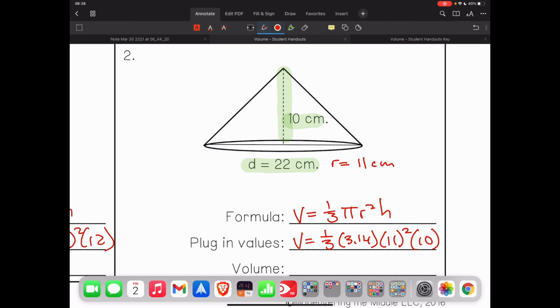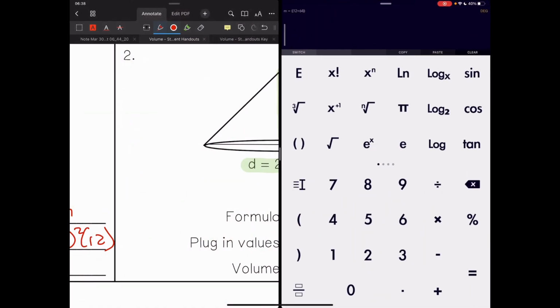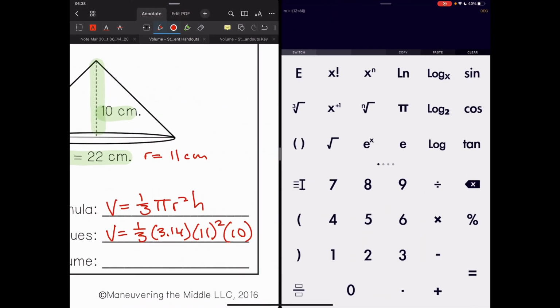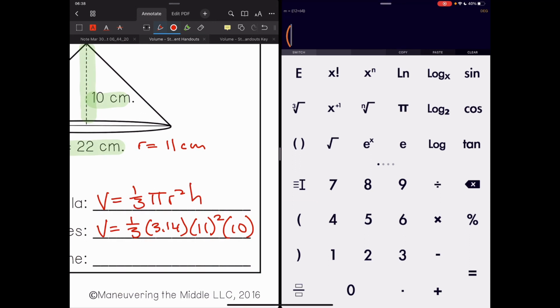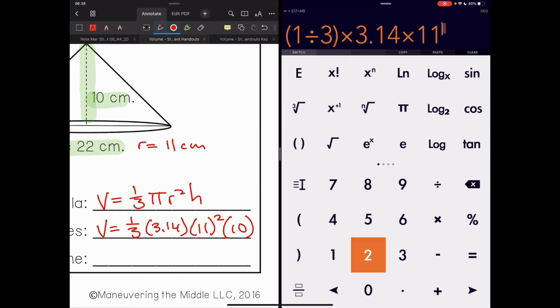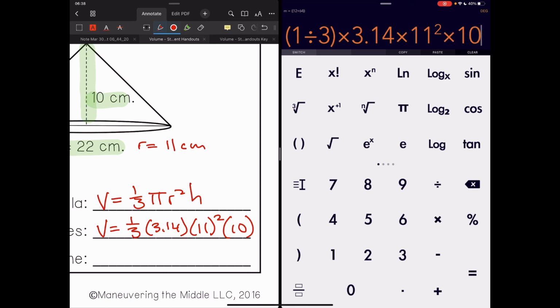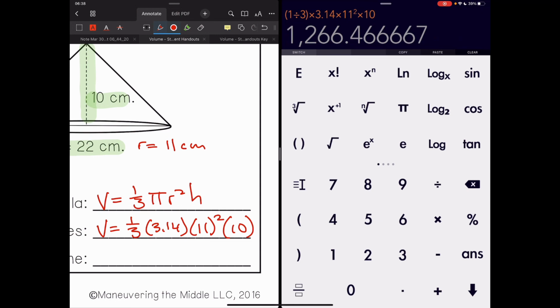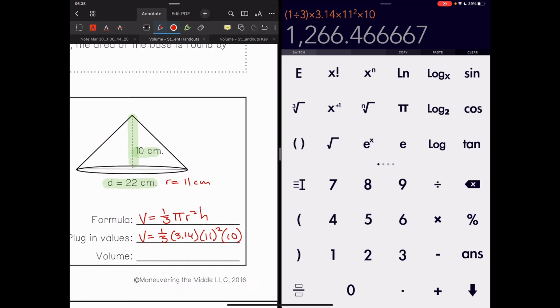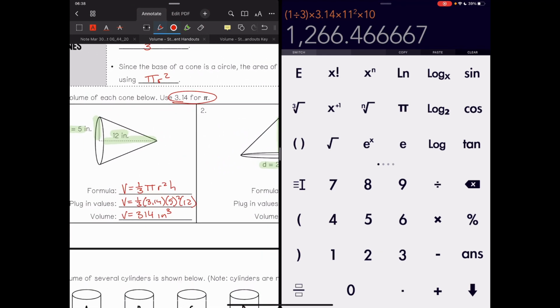So we'll go ahead and plug that into our calculator. So again, I'm going to use a parenthesis, 1 divided by 3, close parenthesis, there's the 1/3, times 3.14 times 11 squared times 10. Now we get a gnarly looking decimal there. Do we have anything in our instructions for rounding?